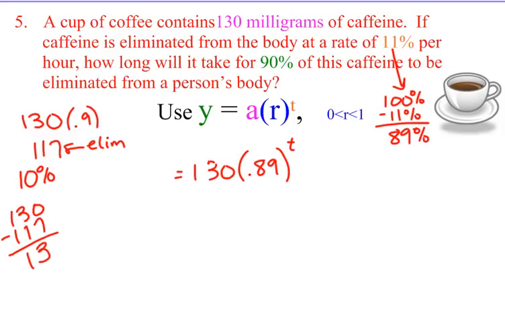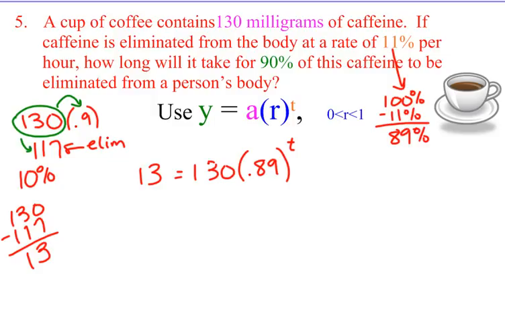So that's the number that goes in for my y. Now if that's confusing to you, I want to just run through that one more time. We started with 130 milligrams, and they want to know how long it'll take for 90% to be gone. So I'm taking 90% away. So 90% of 130 is 117. If I take that away from 130, I have 13 left over.